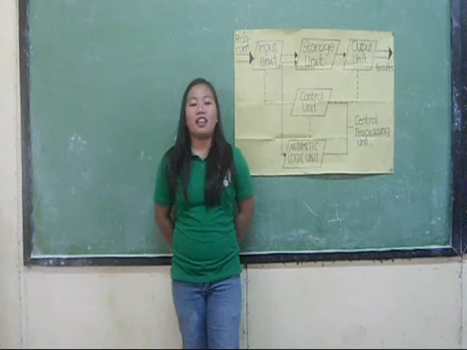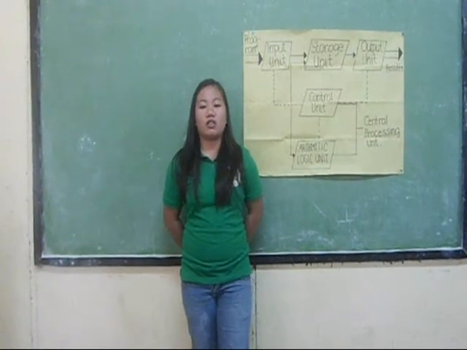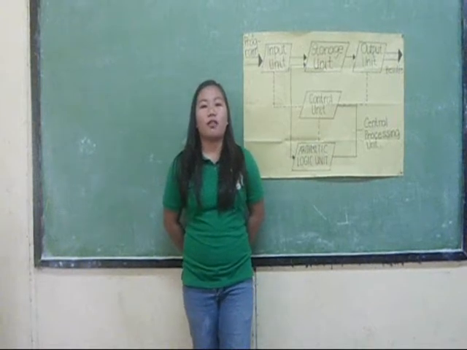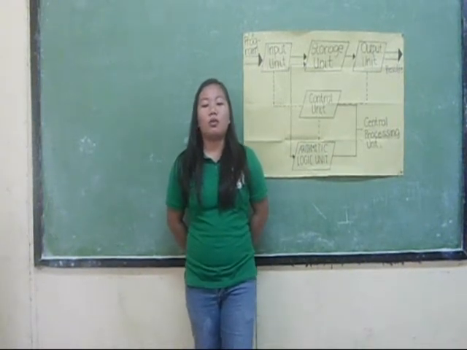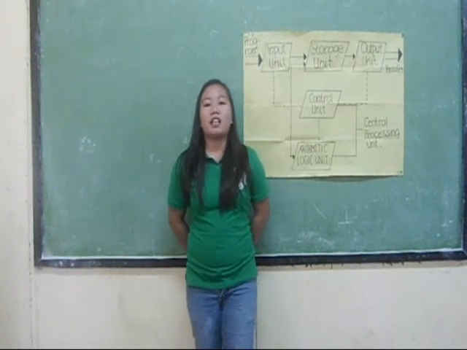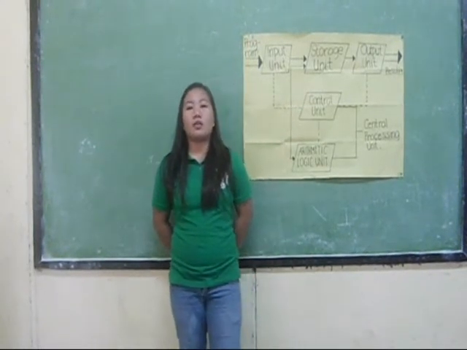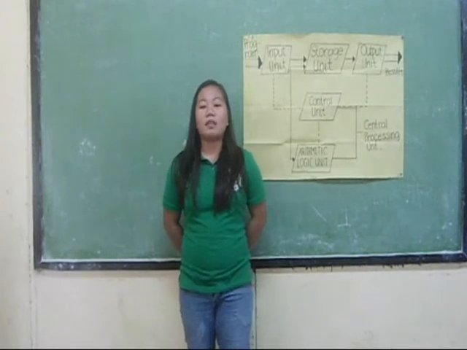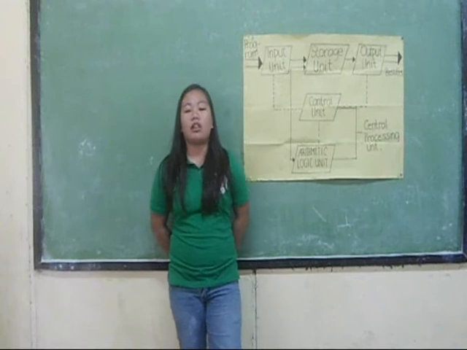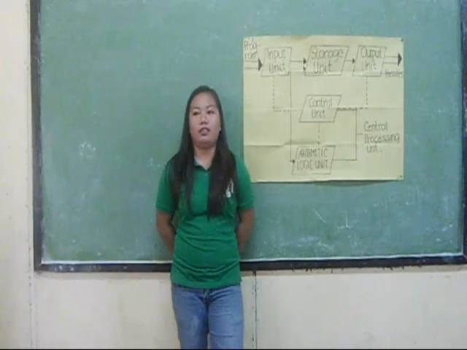Let's start with the 5 major operations. 1. It accepts data or instruction by way of input. 2. It stores data. 3. It can process data as required by the user. 4. It gives result in the form of output. And 5. It controls all operations inside the computer.